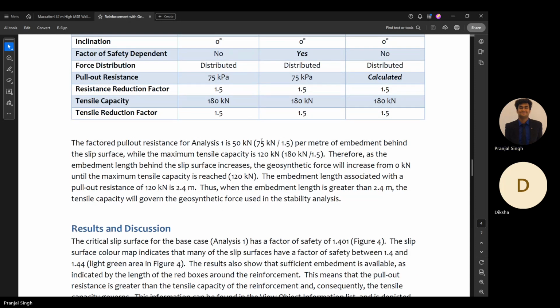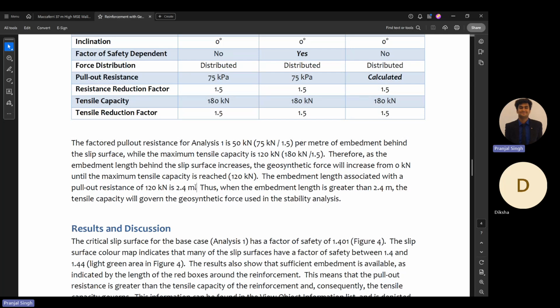So this is 50 kilonewtons per meter length. If you calculate for 2.4 meters, then the value will come out to be 120 kilonewtons. So that tells us that if the embedment length is greater than 2.4 meters, then the pull-out resistance will not govern and tensile resistance will govern.